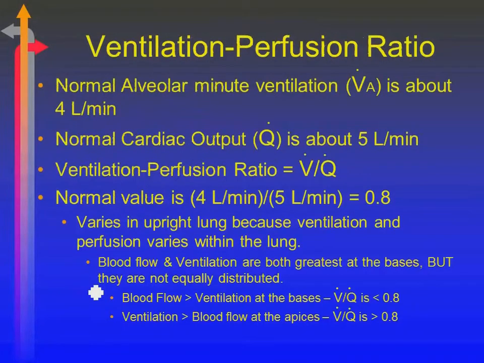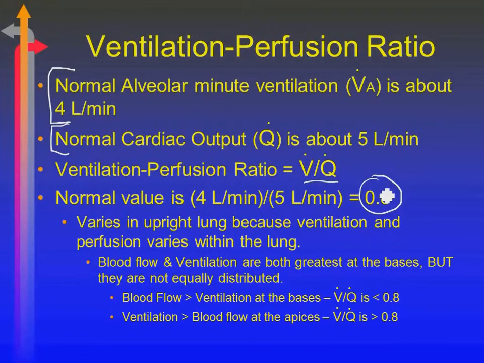Just as a review, normal alveolar ventilation is somewhere around 4 liters per minute. Normal cardiac output is somewhere about 5 liters per minute. Again, there's a little variance in there. And if I look at the ratio between those two, it comes out to be 0.8. A lot of things in physiology is 0.8. I have no idea why, but it's just kind of a cool number. When in doubt, guess 0.8.